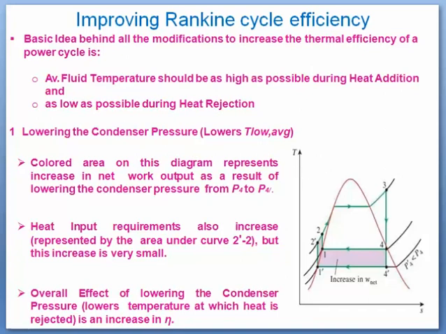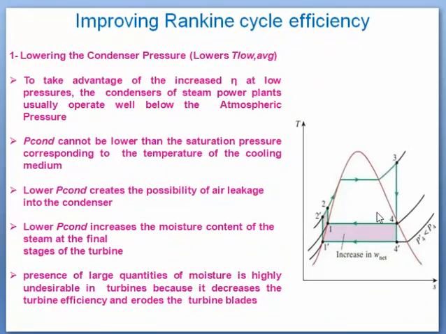So this is the first modification, that is we can lower the condenser pressure to increase the thermal efficiency of the Rankine cycle. So in thermal power plants, the condenser operates well below pressure in comparison with the atmospheric pressure.